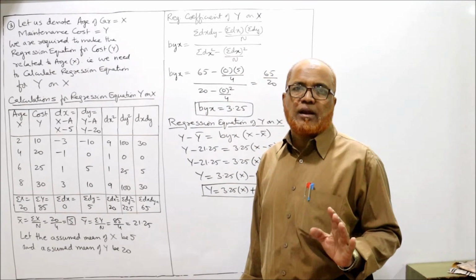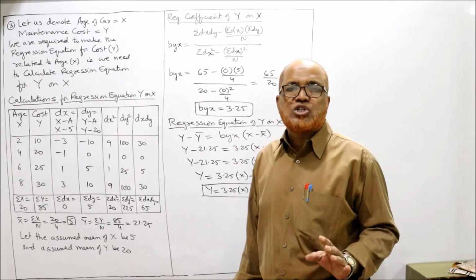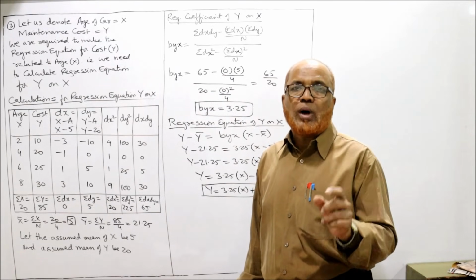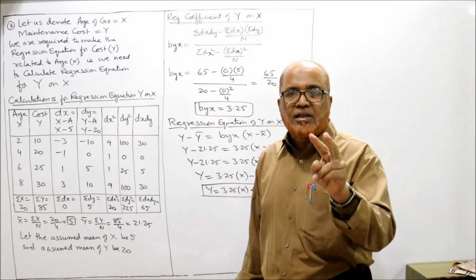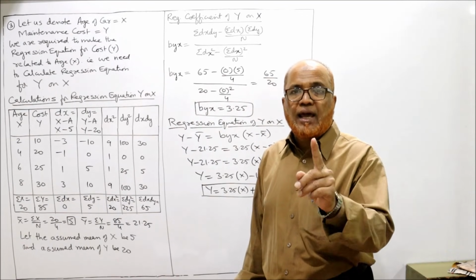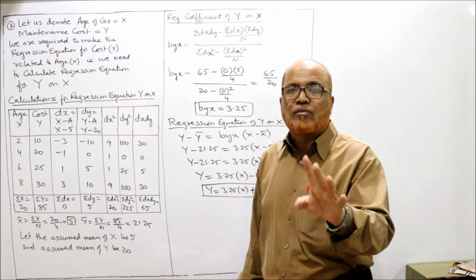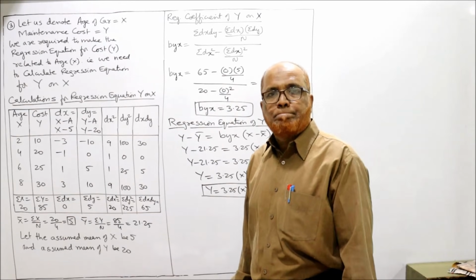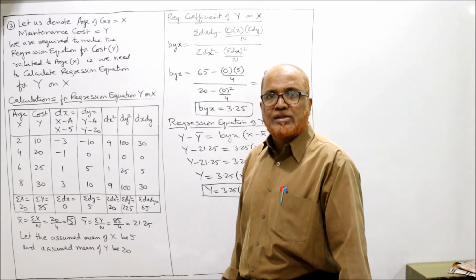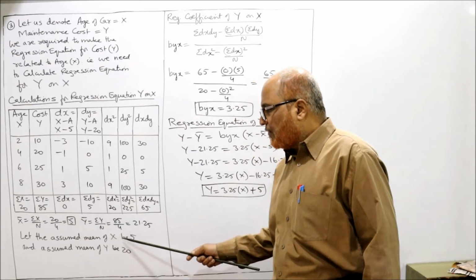Both should be whole numbers. Then only we can take the deviations from the actual mean. So we take deviations from the actual mean only when both are whole numbers. If even one comes in fraction, we have to take the deviations from assumed mean. Now we will assume for both. Let the assumed mean of x be 5.